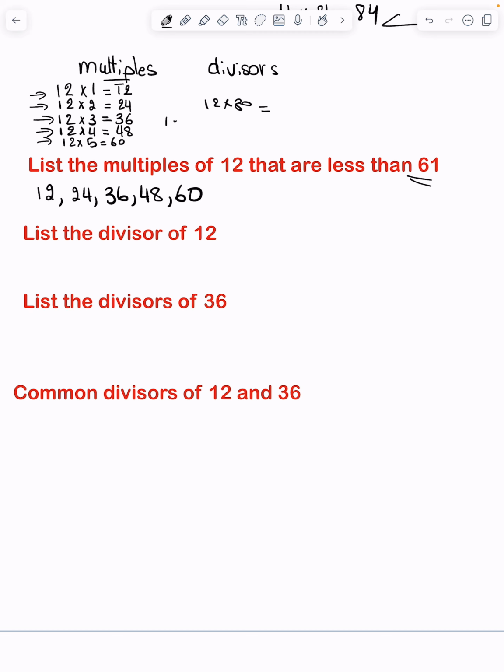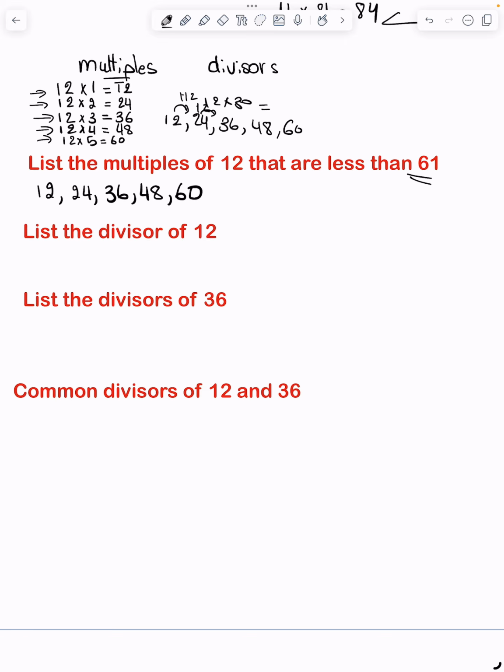You could just start with 12 and add 12. That's 24. Add 12 to 24, that's 36. Add 12, that's 48. Add another 12, that's 60. Okay, so that's the multiples. Usually the multiples are easy to find.